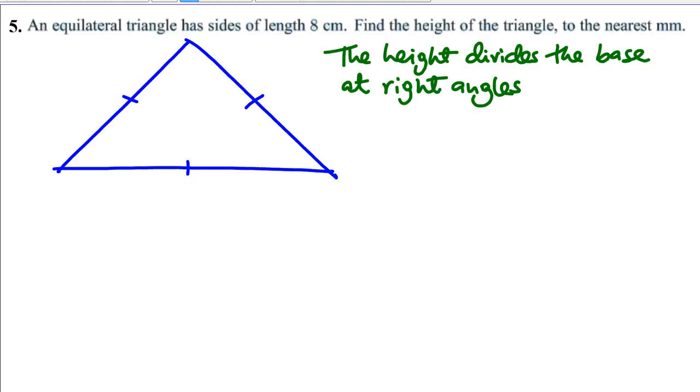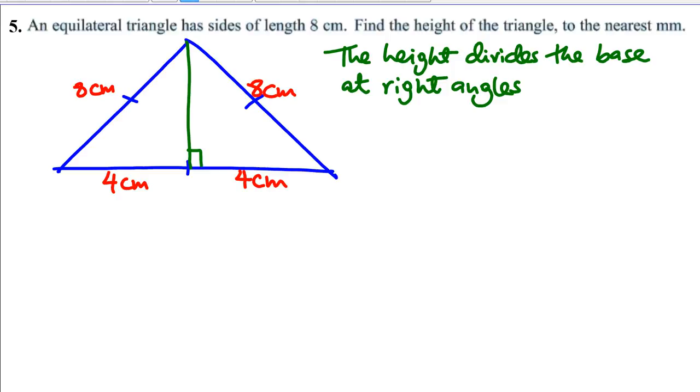What I mean by that is if you drop a perpendicular distance from the vertex, this angle will be 90 degrees. And it divides the base equally. So remember, each of the sides of this triangle is 8 centimeters. So that's 8 centimeters, 8 centimeters. So that will be 4 centimeters and 4 centimeters as well.